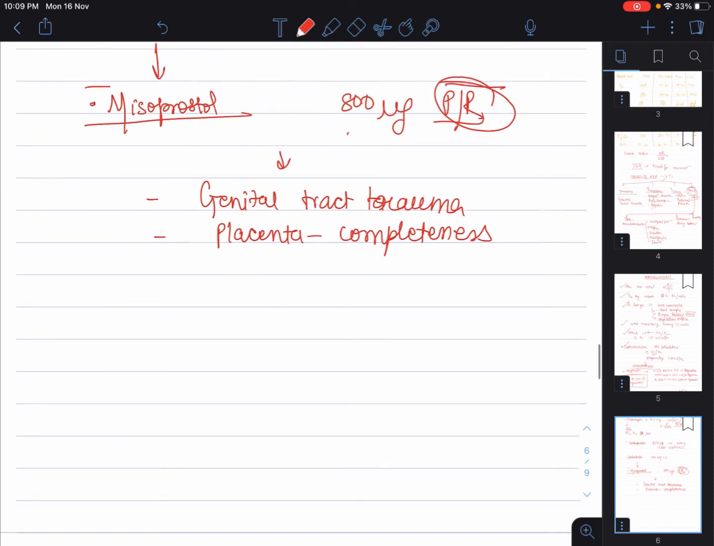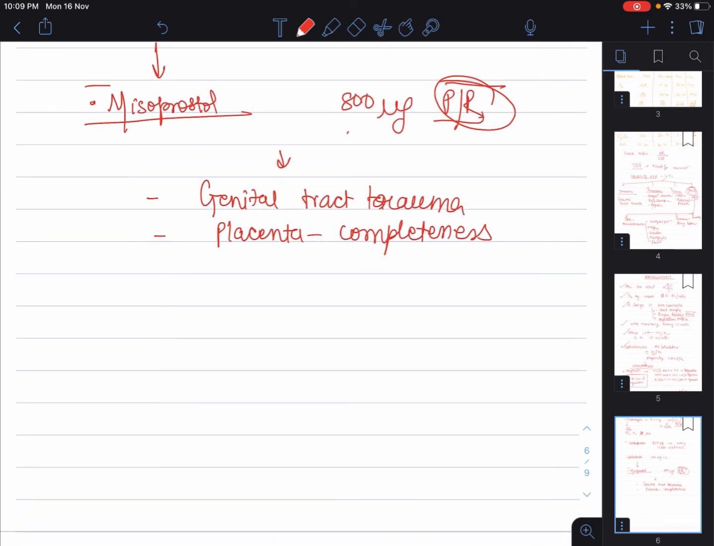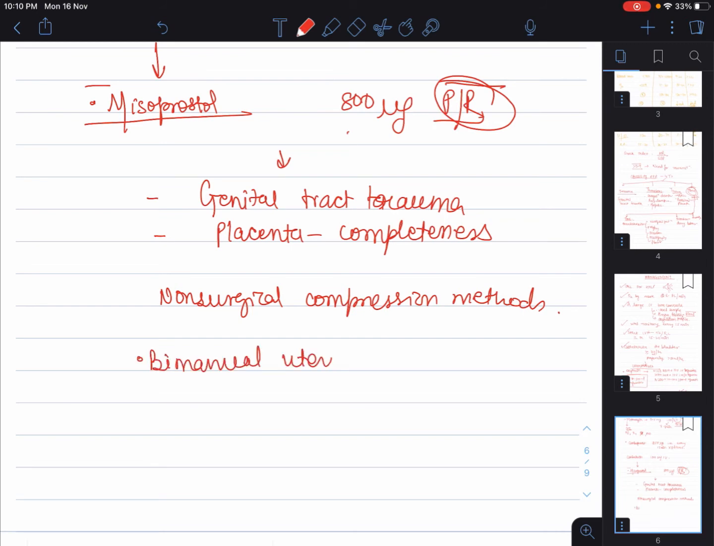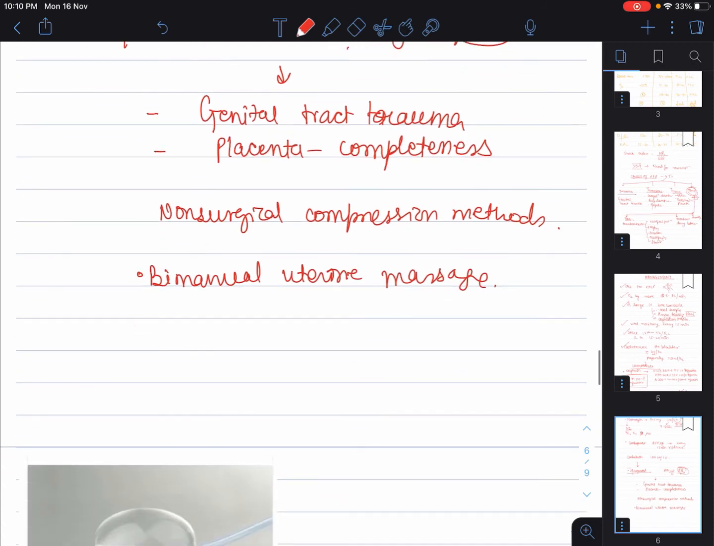Then you'll go for some compression methods, that is non-surgical compression, right? So the non-surgical compression methods: you'll do bimanual uterine massage, and the other thing you can do is balloon tamponade. Okay, so this brings us to the very important upcoming questions and things that we deal with, which is tamponade.